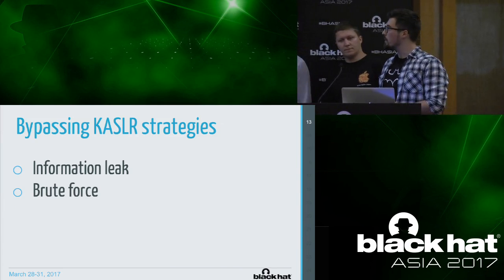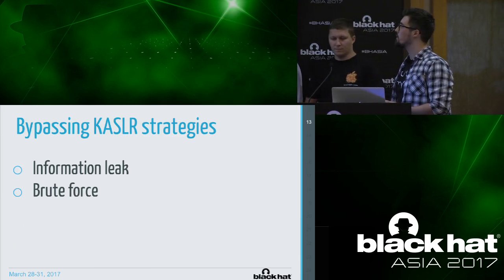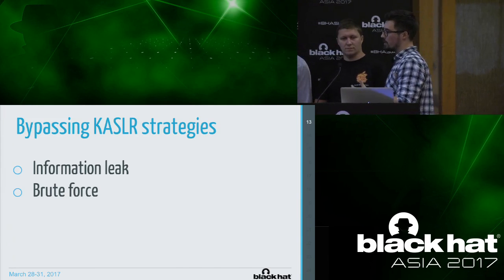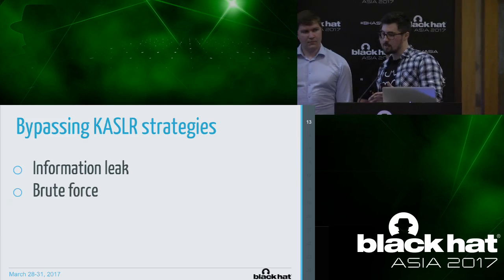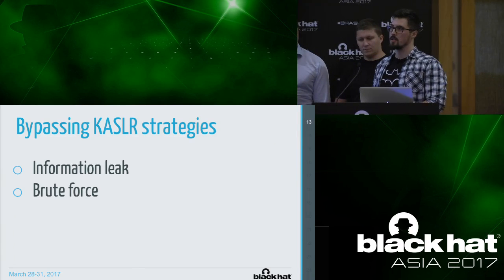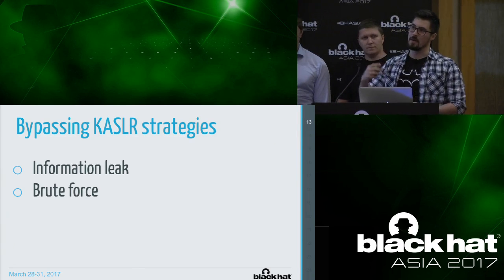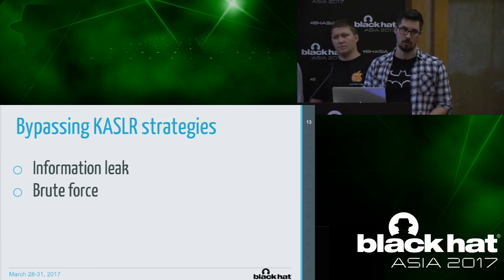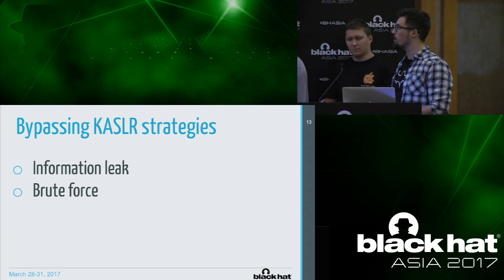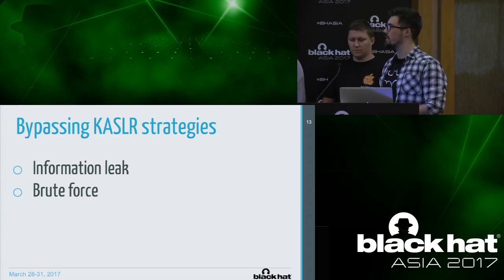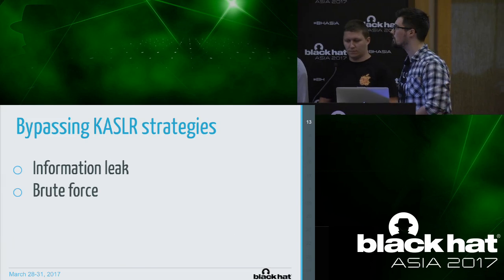A pretty popular way to bypass KASLR is an information leak. The idea is that we can use something like structure size mismatching, and some of the kernel memory will be copied to user mode. And usually one pointer is enough to understand the kernel base address.